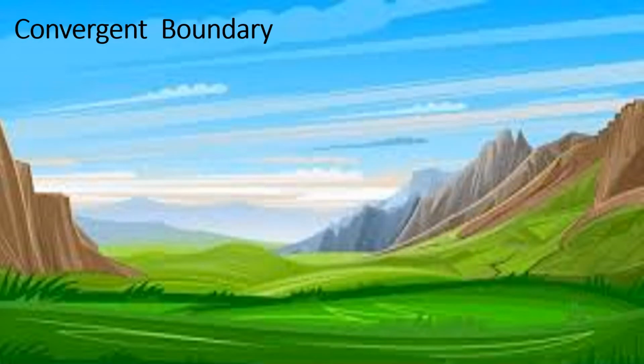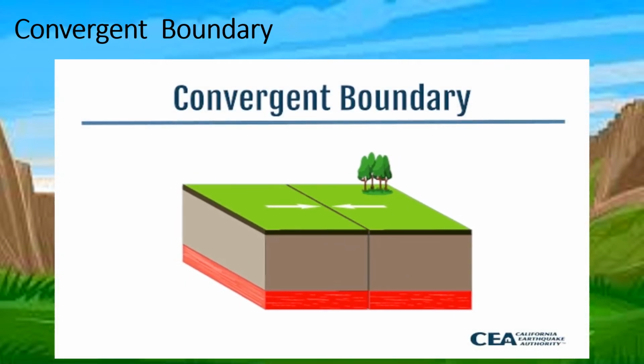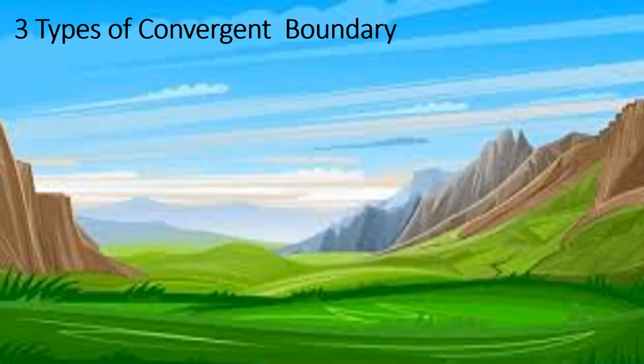The first type of plate boundary is the convergent boundary. Convergent boundary occurs when two plates collide or go towards each other. We have three types of convergent boundary.